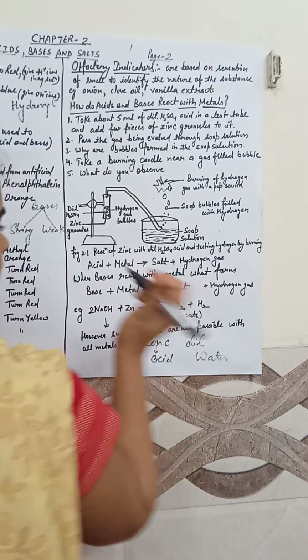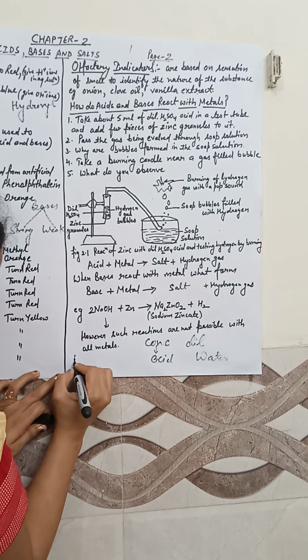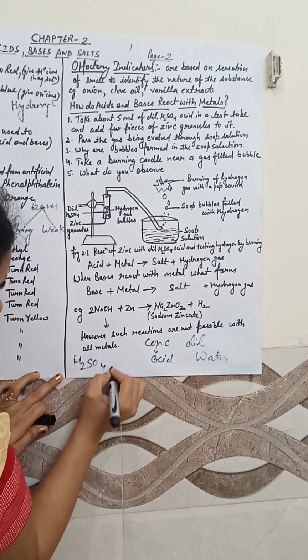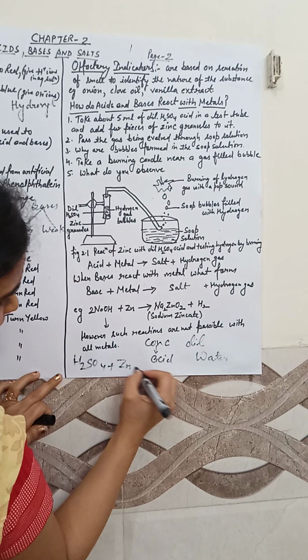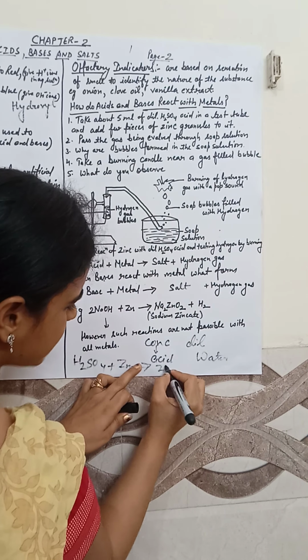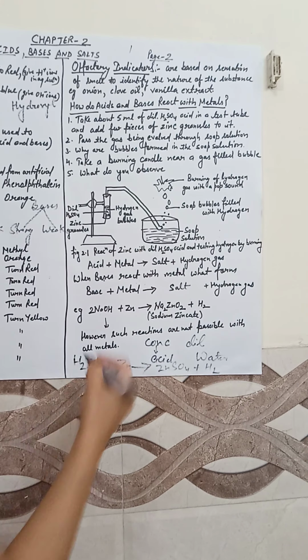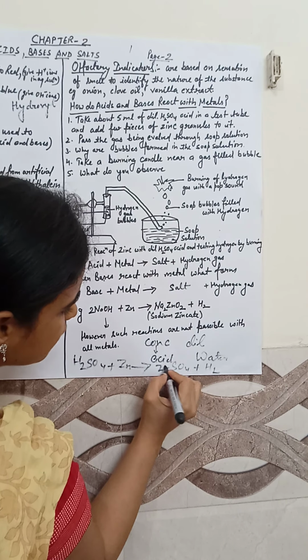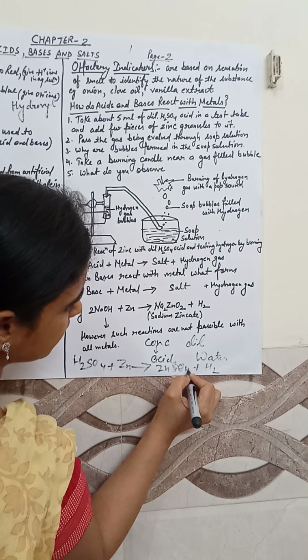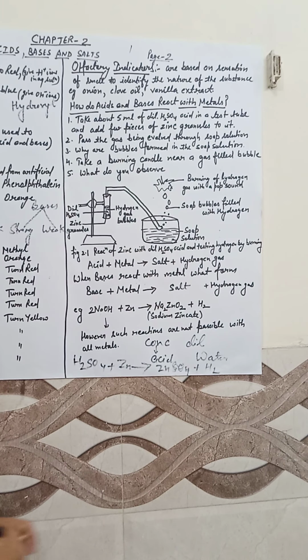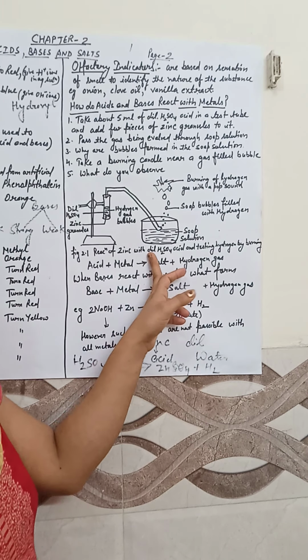The reaction which takes place here is: acid plus metal gives salt plus hydrogen gas. Here the acid we are taking is H2SO4, and the metal is zinc. What is formed? ZnSO4 plus H2. That means ZnSO4, zinc sulfate, a salt, is formed with the evolution of hydrogen gas. So that is the reaction taking place here.